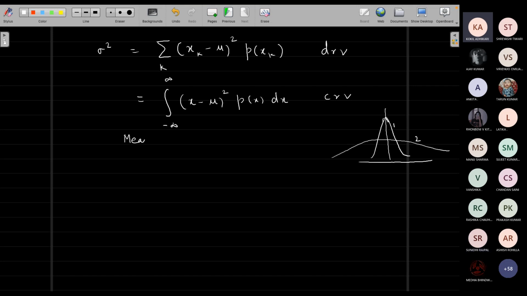1 or 2? Second one, sir. Second one. So the flat one. Right, the flat one.